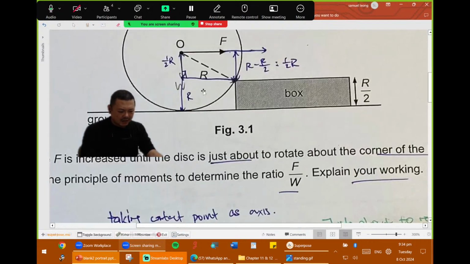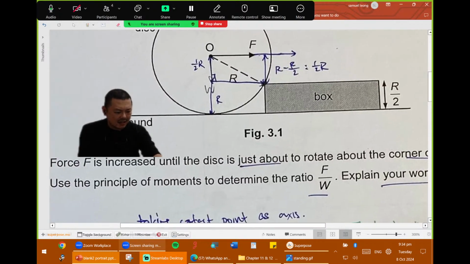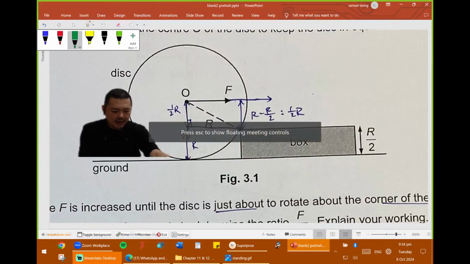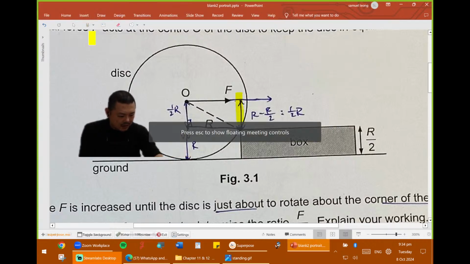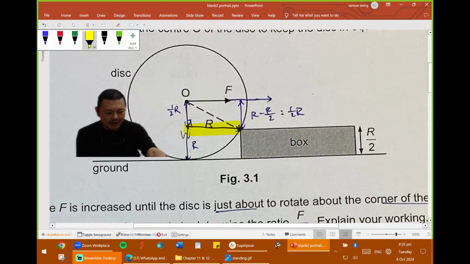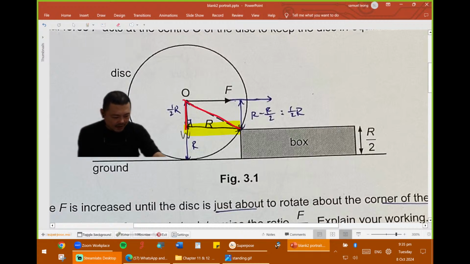Actually, the trick is just trying to find this distance, isn't it? Which distance was it? The perpendicular distance? Oh, it's this distance here, this one. I don't know whether you remember this from secondary school, but it's a right angle triangle here, right? This is the radius, right? That's the radius there.